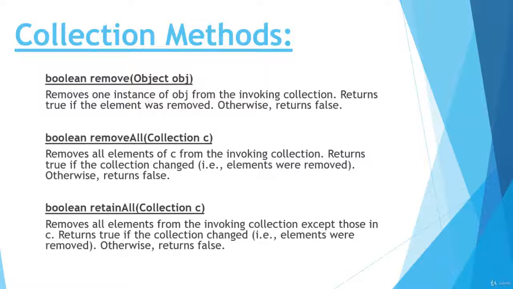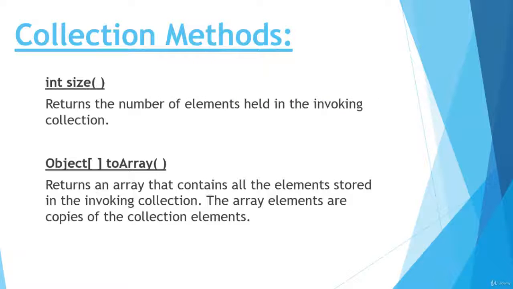Next, we have the retainAll method, which is also a Boolean type method, and it takes a collection as a parameter. It removes all the elements from the invoking collection except those in C. Returns true if the collection changed, meaning elements were removed, otherwise returns false. Simply, this method removes all the elements of the collection except those present in C. So this is a very important method in the collection. Next, we have the size method. Returns the number of elements held in the invoking collection. This tells how many elements are present in our collection.